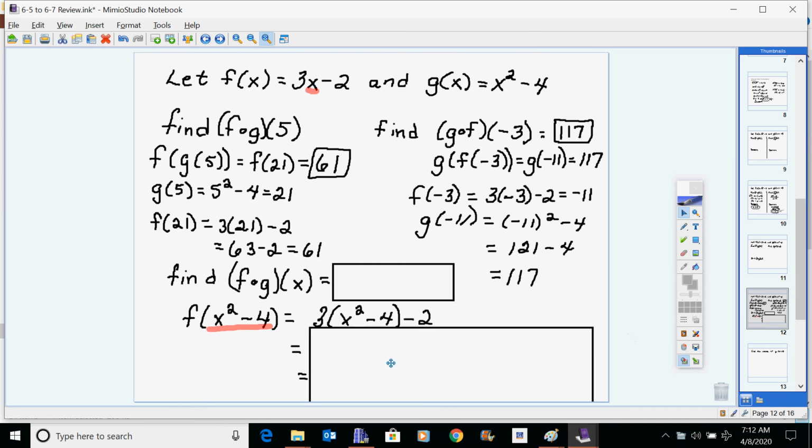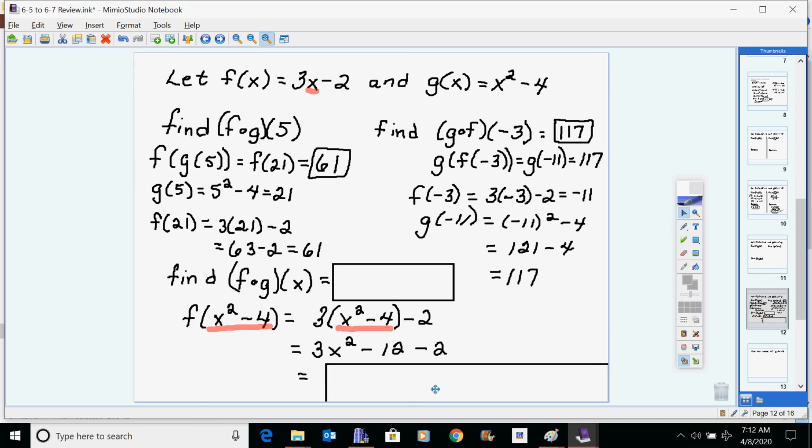So when you do that, we have 3 times x squared minus 4, because that's what the variable is here. And then you distribute it, and then you put your like terms together, and your final simplified answer is 3x squared minus 14. So just be a little bit careful with that.